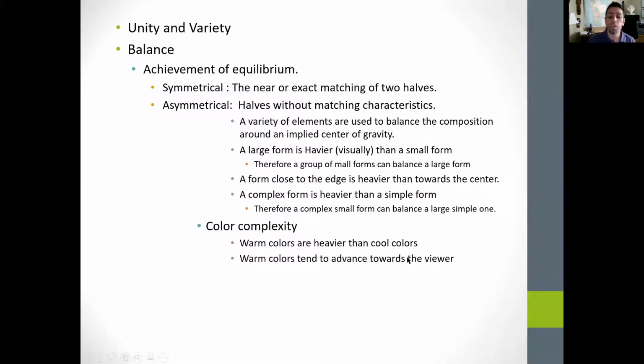Also, warm colors tend to advance toward the viewer, to feel closer to us. That comes from the biology of our eyes. Our eyes are meant to see warm colors more than cooler colors, because our eyes are biologically made to see sunlight and to see warmth. So that's why warm colors tend to advance or be much more prominent to us than cooler colors.